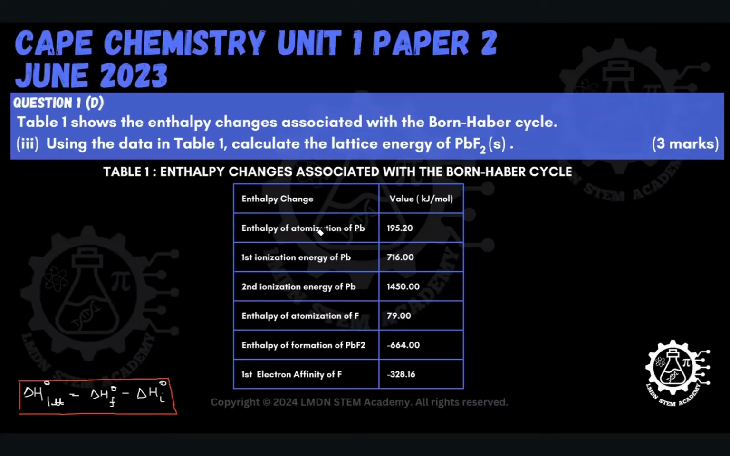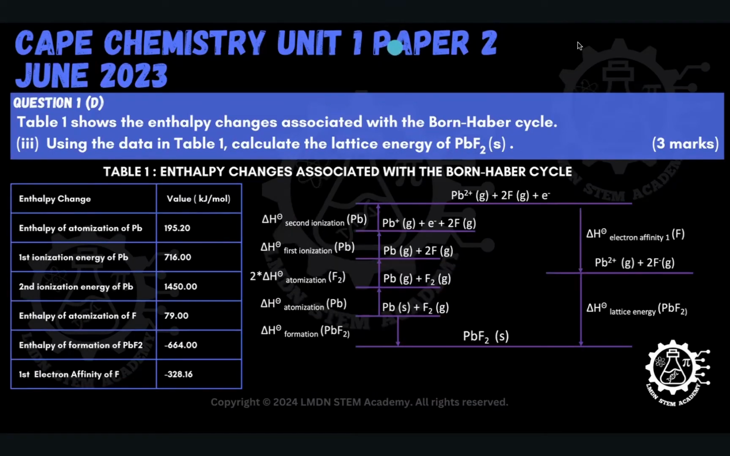So this is the table. They're showing us the enthalpy of atomization of lead, first ionization enthalpy, second ionization enthalpy, the enthalpy of atomization of the fluorine, the formation of PbF2, right? And then the first electron affinity of F. So we have all of these values here, and we have the associated signs with them, right? Remember, we had said that the enthalpy of formation would be negative in sign. The first electron affinity would be negative in sign, right? And so all of that is captured there as well, okay? So let us go now to calculate the lattice energy of PbF2.